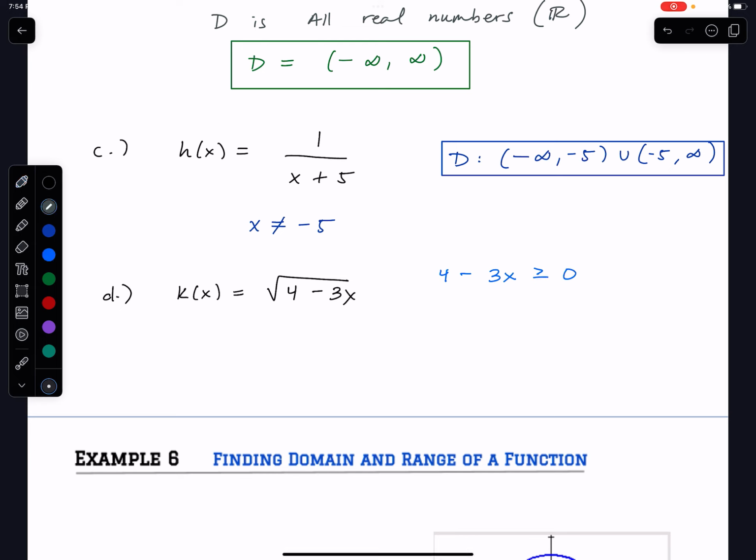So subtracting 4 from both sides, and then dividing both sides by -3. Whenever you divide by a negative, the inequality sign changes. So x can be anything less than or equal to 4/3. This is the biggest it could be, but we could pick anything less than or equal to it. So the domain is going to be -infinity all the way to positive 4/3, the bracket.